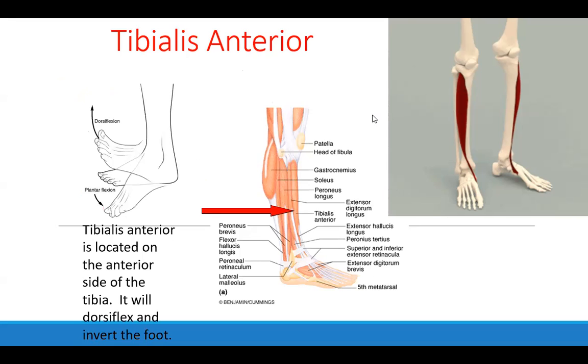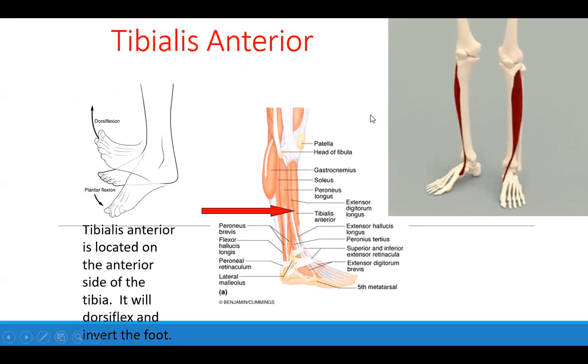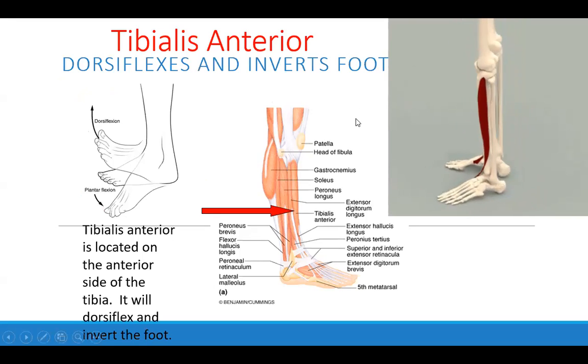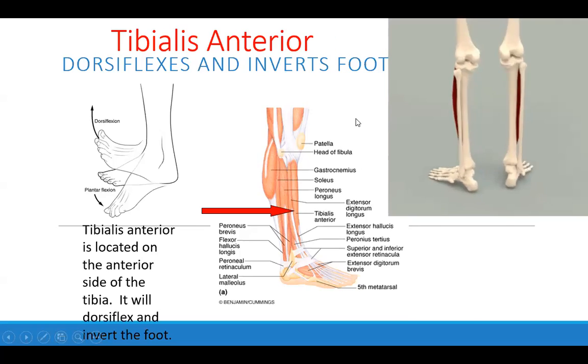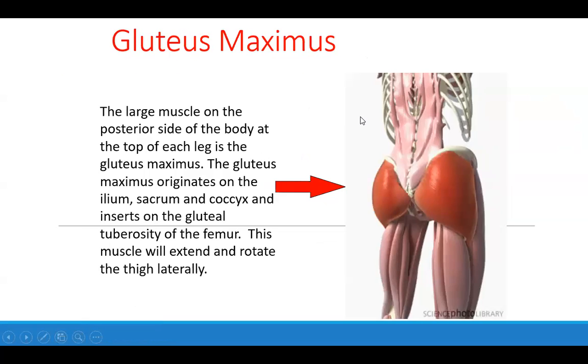So now, it dorsiflexes the foot, raises the toes. Gluteus maximus, large muscle on the back side, often referred to as our butt muscle, allows us to rotate our thigh. But at this point, I'm just asking you to identify it.